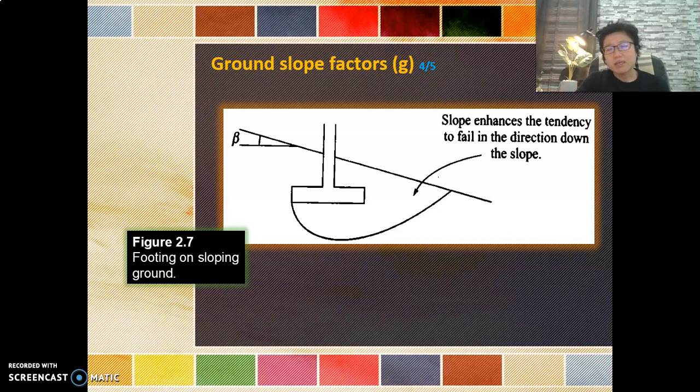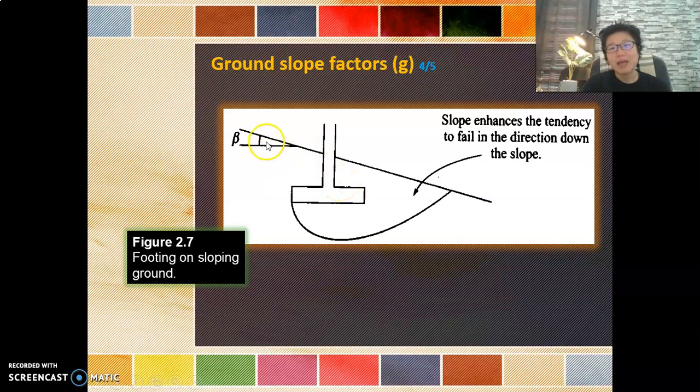The fourth factor is the ground slope factor, the situation where your footing or foundation is being put on a slope. I think this is logical. When you have something that is placed on a slope, whatever soil mass is on the upper side of your foundation is going to be bad for your foundation.